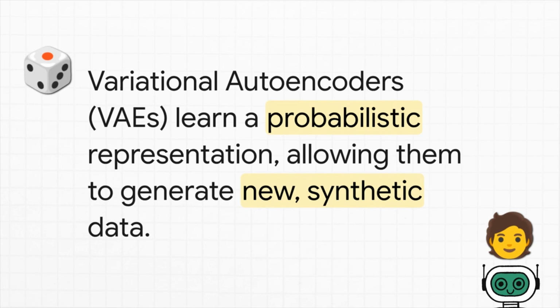And this concept gets even more powerful with variations like the variational autoencoder, or VAE. Instead of learning one single fixed sketch, a VAE learns a whole range of possible good sketches. This lets you sample from that range and have the decoder generate completely new synthetic data. It's a foundational idea in generative AI.